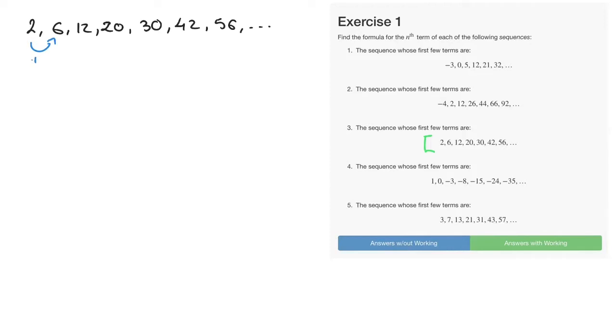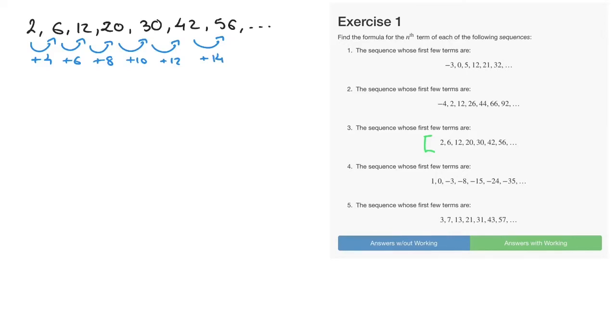From 2 to 6, we're adding 4. From 6 to 12, we're adding 6. From 12 to 20, we're adding 8. From 20 to 30, we're adding 10. From 30 to 42, we're adding 12. From 42 to 56, we're adding 14.